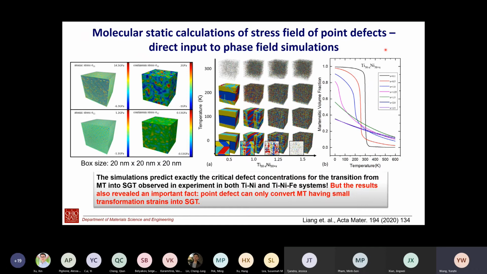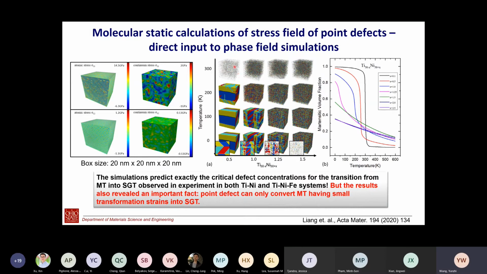We used some phase field simulation that's kind of phenomenological. You can also use molecular statics, and you can calculate the stress field created by antisite defects. Then you can convert the atomic scale stress you calculated into the continuum one. Then you can use this stress field from the molecular statics calculation as an input into phase field simulation for real systems. So that's what we did.